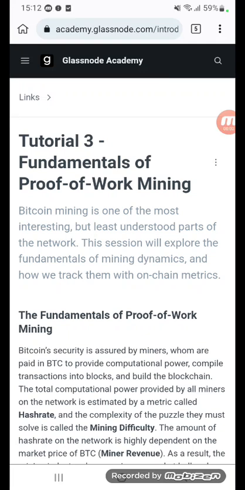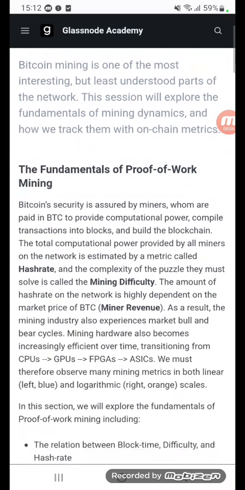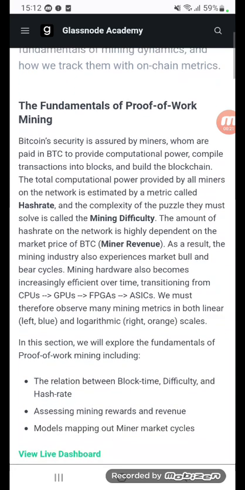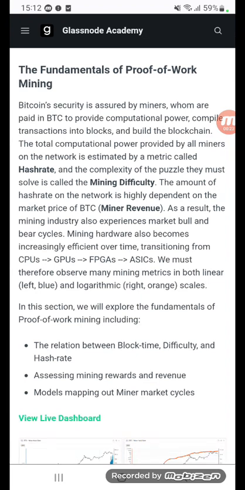Tutorial 3: Fundamentals of Proof of Work Mining. Bitcoin mining is one of the most interesting but least understood parts of the network. This season will explore the fundamentals of mining dynamics and how we track them with on-chain metrics. The fundamentals of proof of work mining.